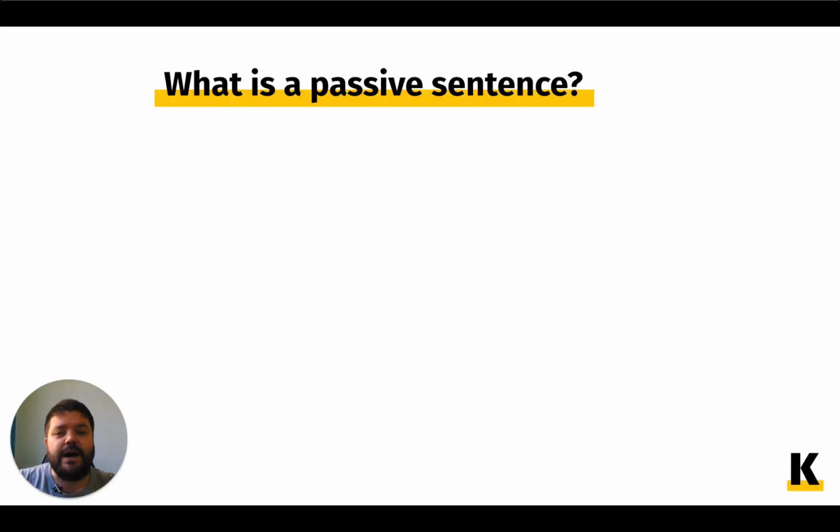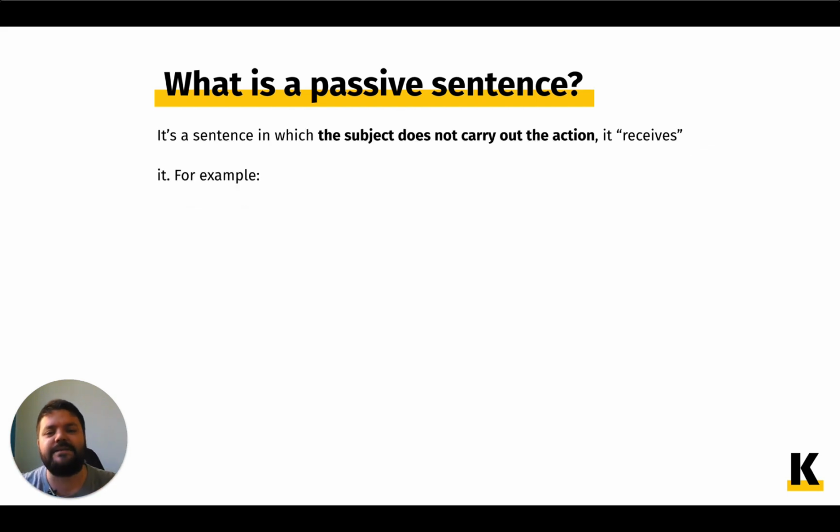So first of all, you need to know what a passive sentence is. Okay, and what is a passive sentence? What does the word passive mean? Well, when we talk about a passive sentence, we're referring to a clause in which the subject does not carry out the action. Okay, instead, the subject receives the action. That's why we say it is passive.